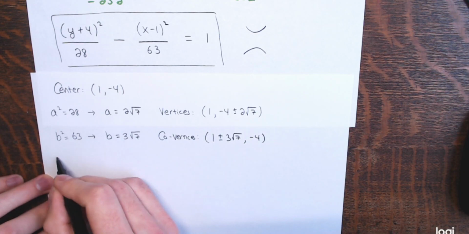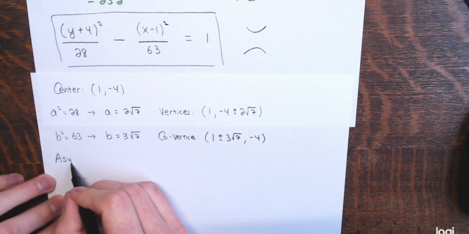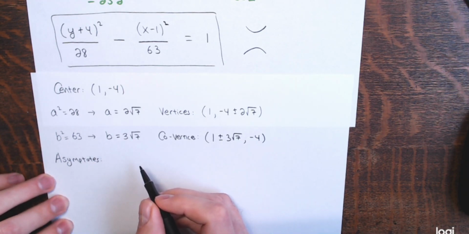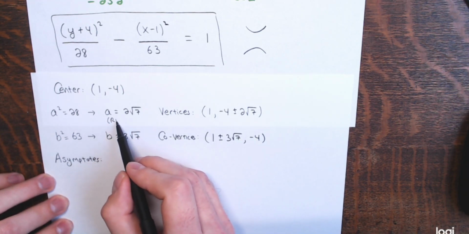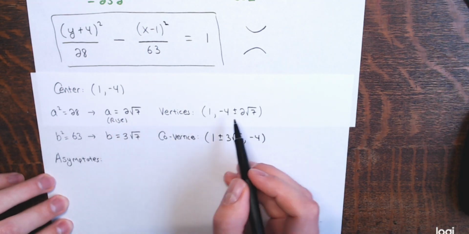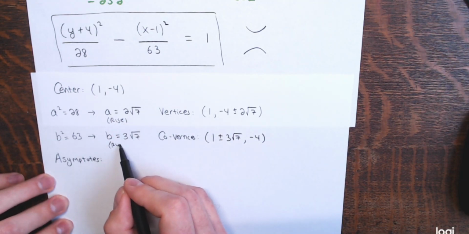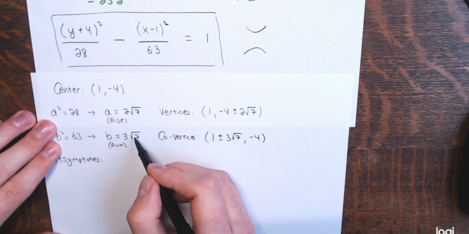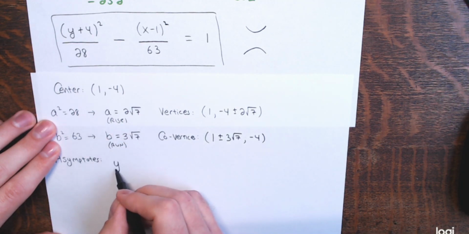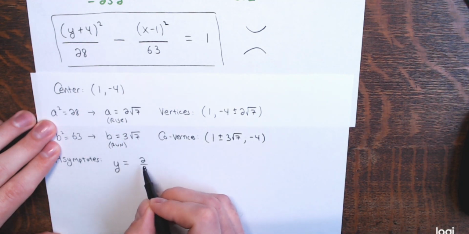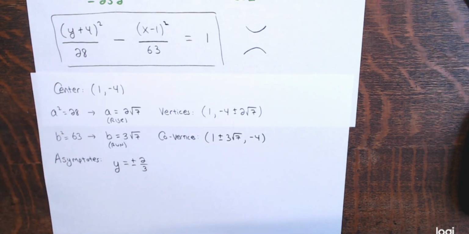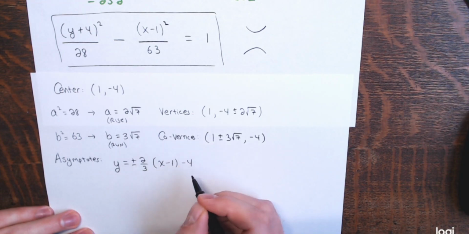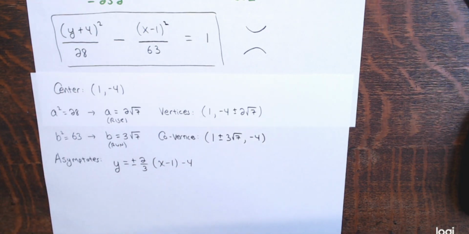And then once you know the vertices and co-vertices, I mean, you can tell me what the asymptotes are. Right? Once you know a and b, you know the asymptotes. Now, again, the value of a is the rise, right, because I was adding these to the y-coordinates. It's going up and down. The value of b is the run of the slopes. So 2 root 7 divided by 3 root 7, the root 7s would cancel. It's just 2/3, right? So one is a slope of positive 2/3. The other has a slope of negative 2/3, right? So y equals positive or negative 2/3 times the quantity x minus 1 and then -4, right? There's the equations of the two asymptotes.